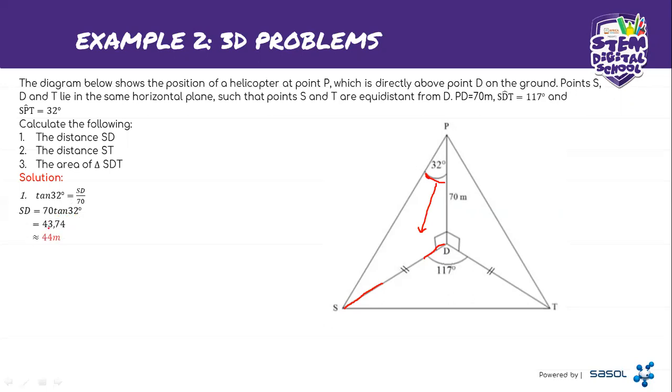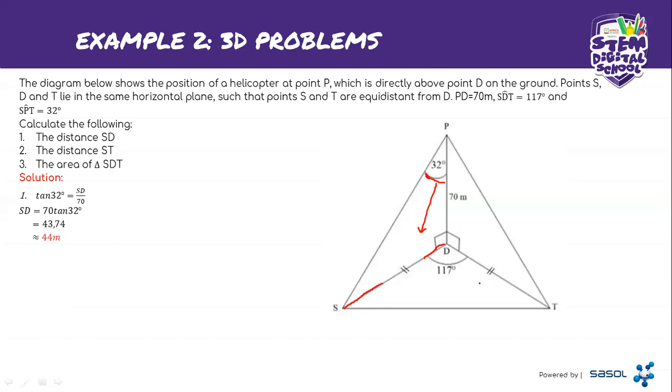Then your answer is going to be 43,74. And when you write it to the nearest meter, it gives us 44 meters. So that's how you should calculate a side. Now we have side DS or SD, and the second question that we have to calculate is ST.